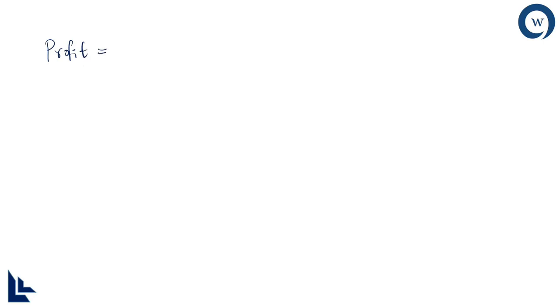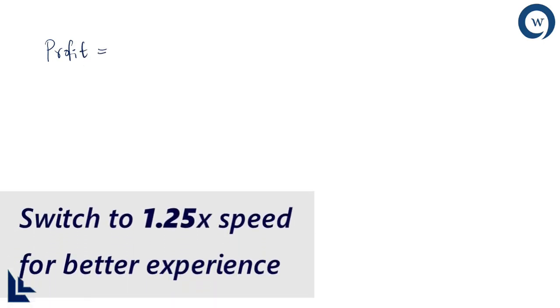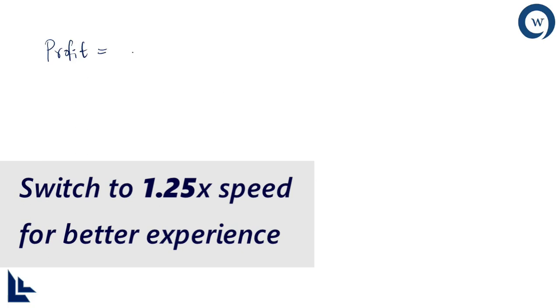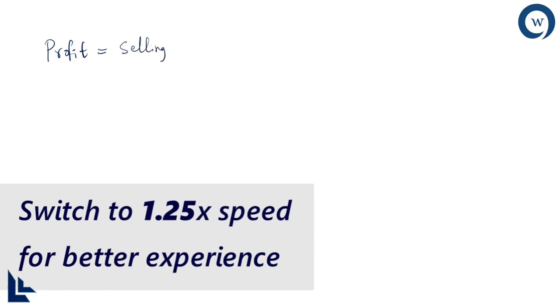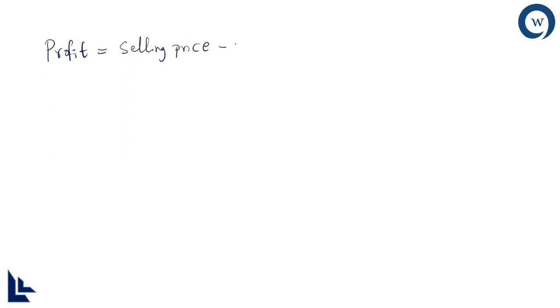What is profit? Additional money you're getting on top of your investment is said to be profit. And in mathematical terms, I can write it as selling price minus cost price. And the second thing is the loss. What is the meaning of loss? How much amount you have lost on top of your investment. And this can be calculated as cost price minus selling price.